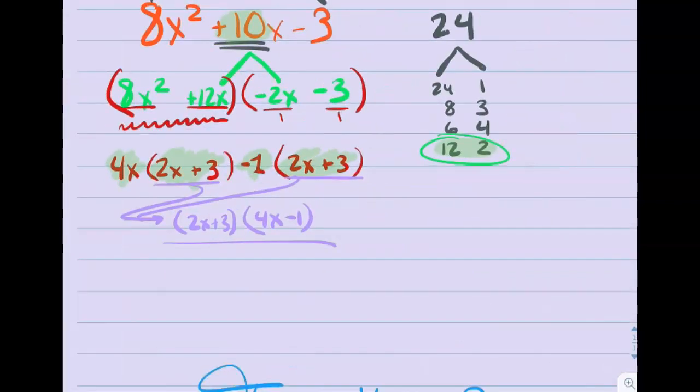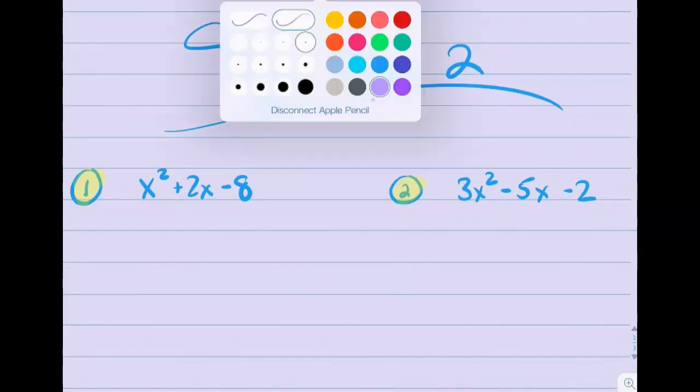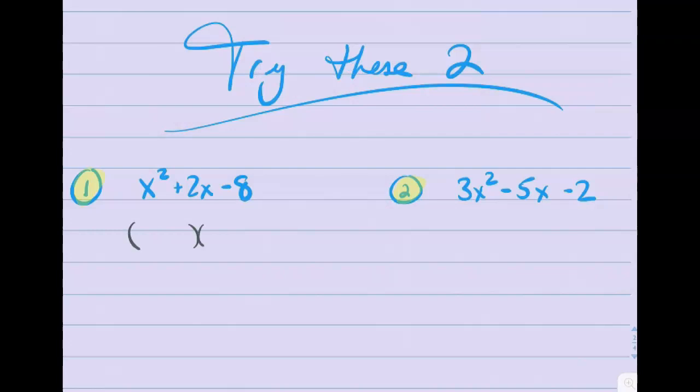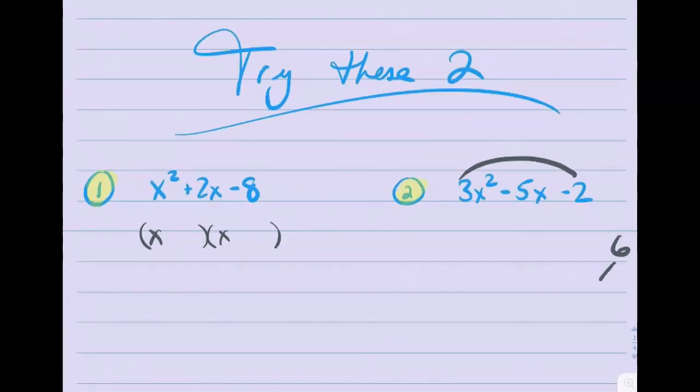So let's see if you can try these two. A simple one here, where you just put the x and x and finish it from there, because there's no coefficient other than 1 there. And then another one where there is a coefficient. So 3 times 2 is going to be 6, and you're trying to find factors of 6 that get us to -5. And I'll give you a hint. It's this one, when you split the middle.